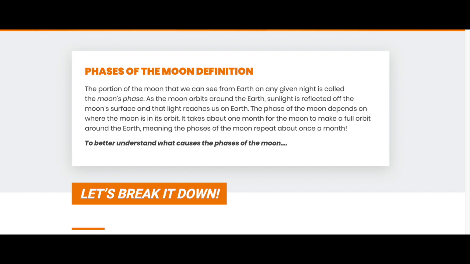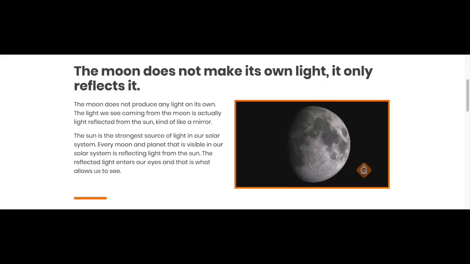To better understand what causes the phases of the moon, let's break it down. The moon does not make its own light, it only reflects it. It does not produce any light on its own. The light we see coming from the moon is actually light reflected from the sun, kind of like a mirror. The sun is the strongest source of light in our solar system. Every moon and planet that is visible in our solar system is reflecting light from the sun. The reflected light enters our eyes, and that is what allows us to see.